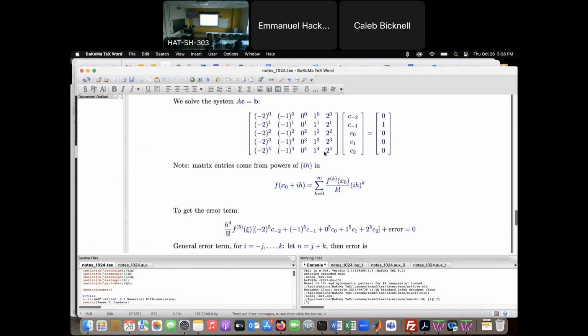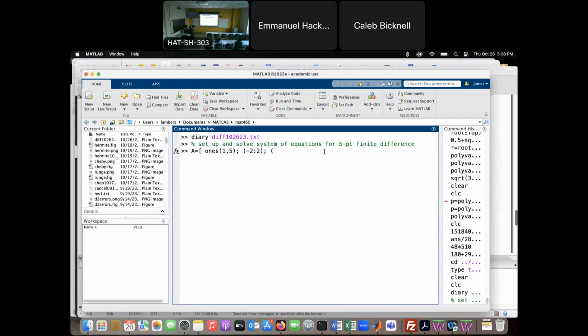So for that, I use a dot. I have -2 to 2, and I want to square it, but if I do this to square it, that's going to be an error. The up arrow operator for exponentiation by itself is only used for square matrices, for scalars. So I use a dot up arrow for exponentiation of a vector.